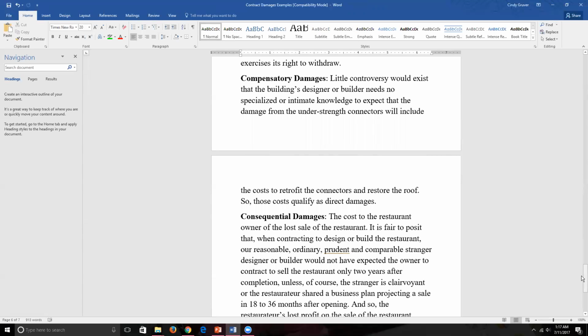whatever expense needs to be borne to fix the roof and to restore the roof is clearly a compensatory damage and is the responsibility of the contractor. So reconnecting the roof to the building, or perhaps completely building a new roof, whatever needs to be done, clearly would qualify as compensatory damages.